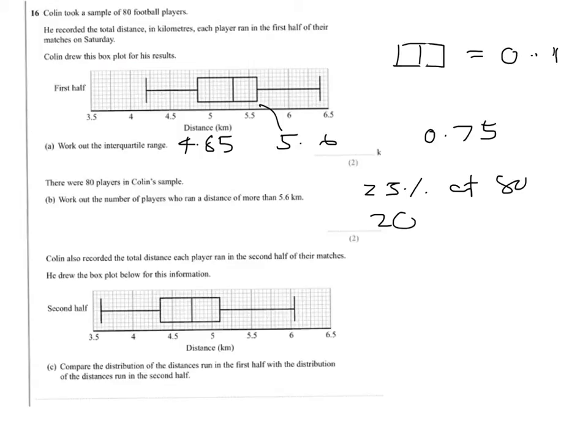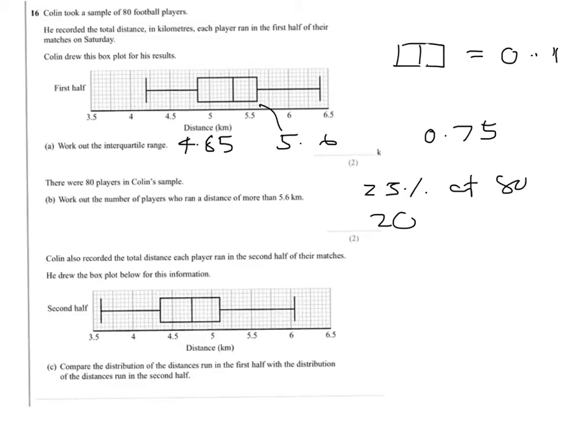To part C. Colin also recorded the total distance each player ran in the second half of their matches. He drew the box plot below for this information. So we need to compare the distribution of distances run in the first half with the distribution of distances run in the second half. First of all we want to look at the medians, and we can see they're quite different, and we can see that they're running further in the first half than the second half.